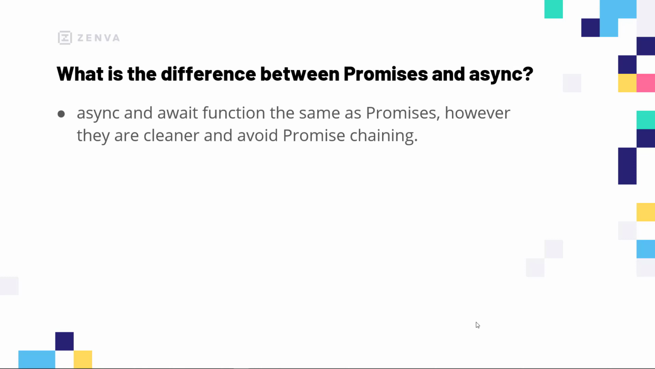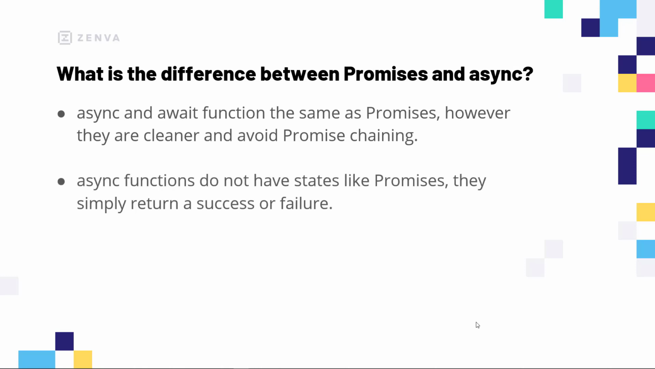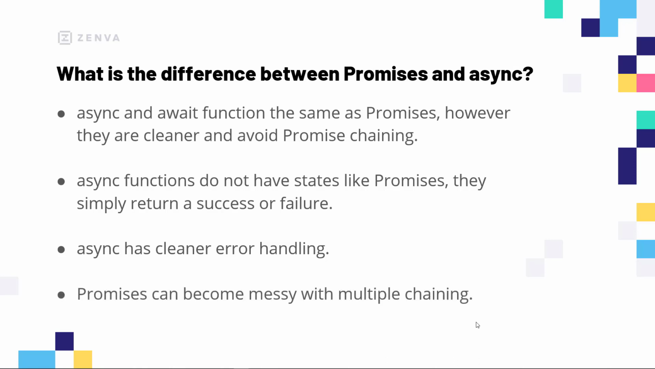And you can't chain them in the same sense that you do the promise chaining with next and such. Async functions do not have states like promises do either. They either return a success or a failure. There's not the different states that promises have. Async has a much cleaner error handling that we will look at in the next video. And promises, as you start chaining them, can really become messy.